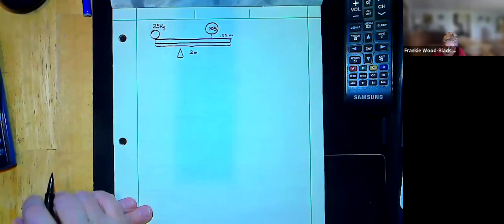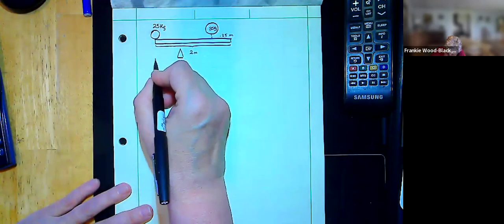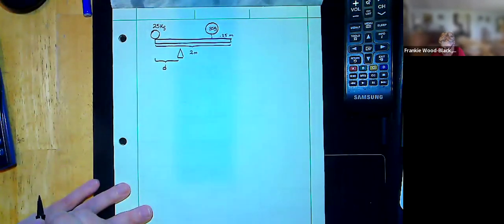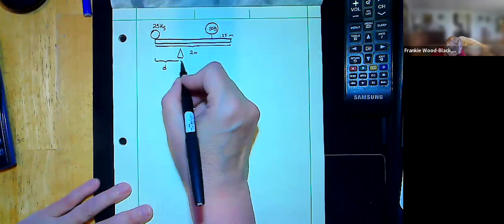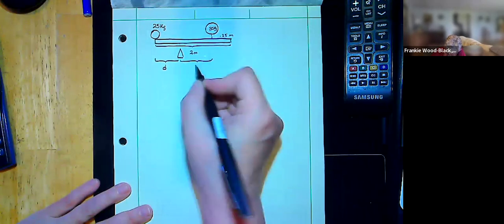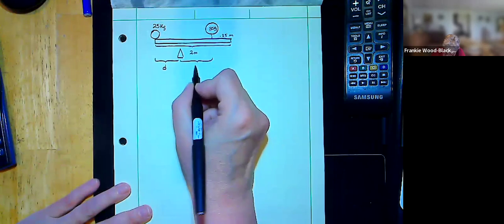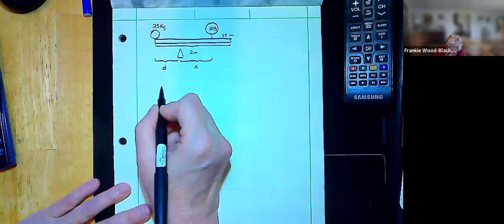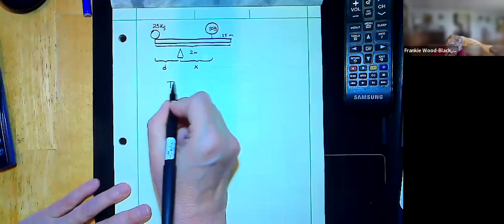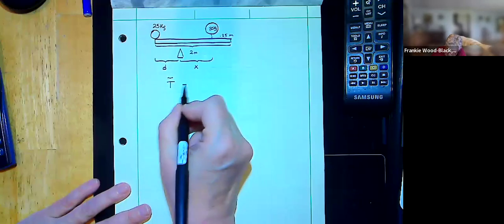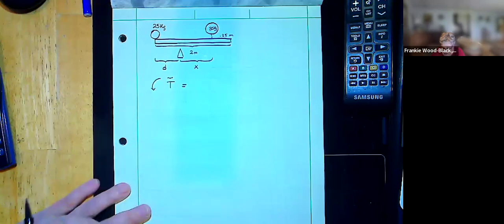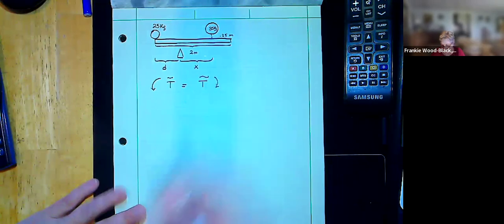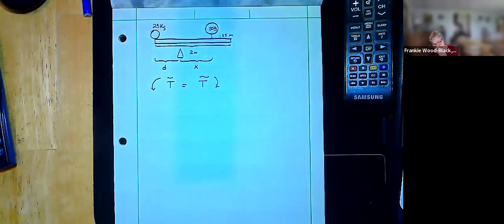So we know that if we're from this end a distance D, this will be at some other distance, we're going to call this X. The torque on this side has to equal, because it's going to rotate that way, my torque on that side so that it balances there.